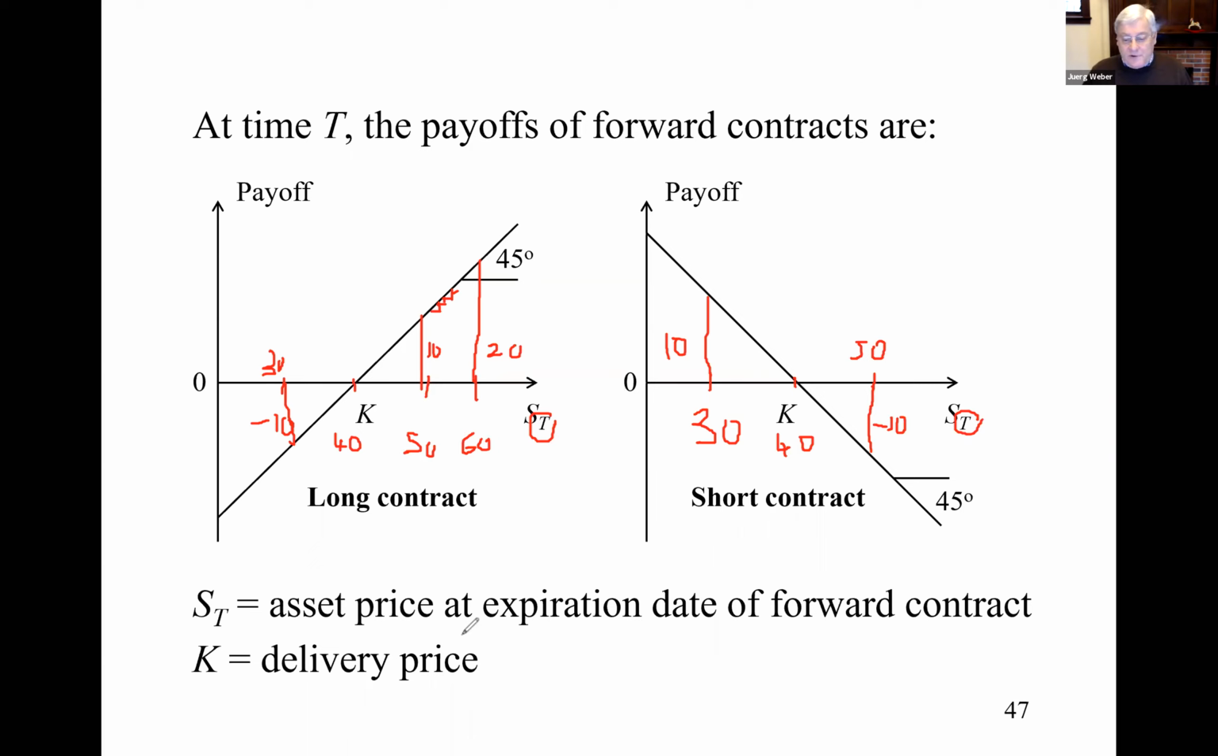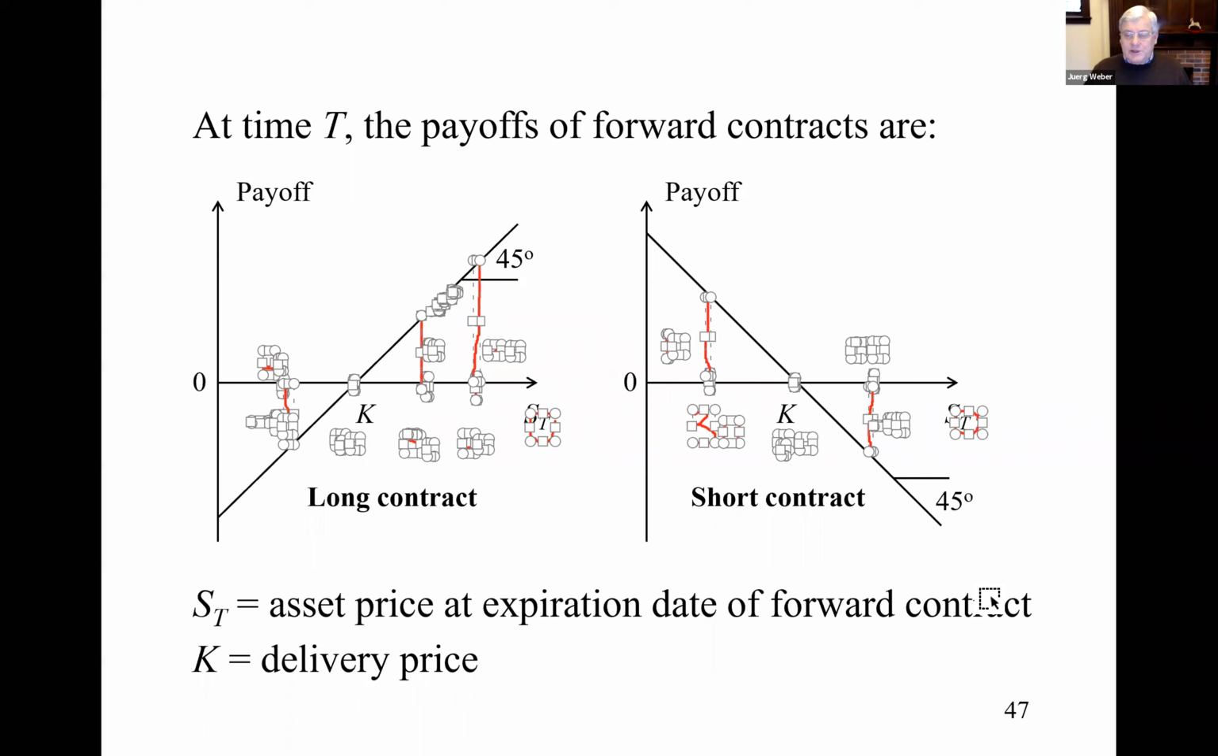Okay, so that's a forward contract. It's very important. It's actually done very often in financial markets. It's done for commodities. It's done for bonds. It's also done for shares, and it's also done for currencies.